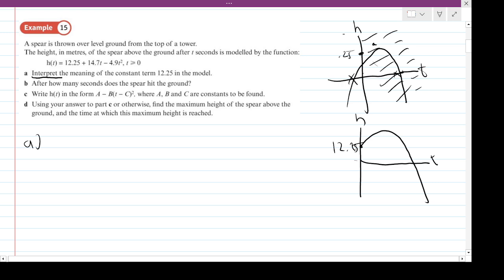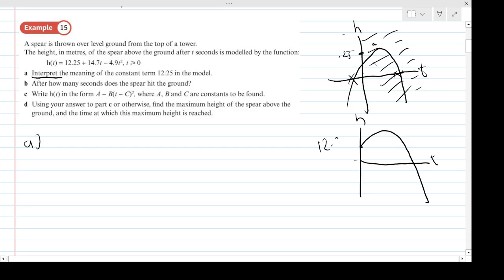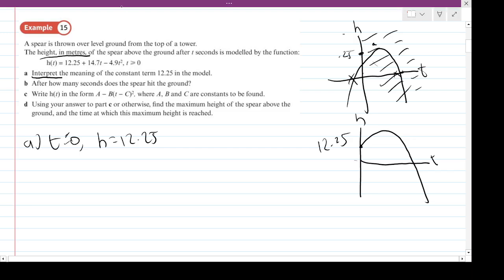Well, again, 12.25, we already discussed this. It's the h-intercept, where it crosses the h-axis when t is 0. That's going to be a key idea: when t is 0, h is 12.25, right? Now h is height, in meters, and specifically it says height of the spear above the ground after t seconds. Well, t is 0, so that's the very start of the situation, right?